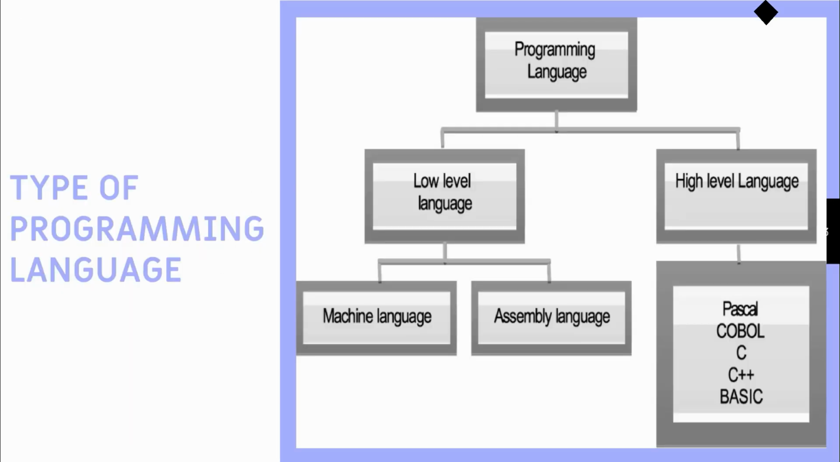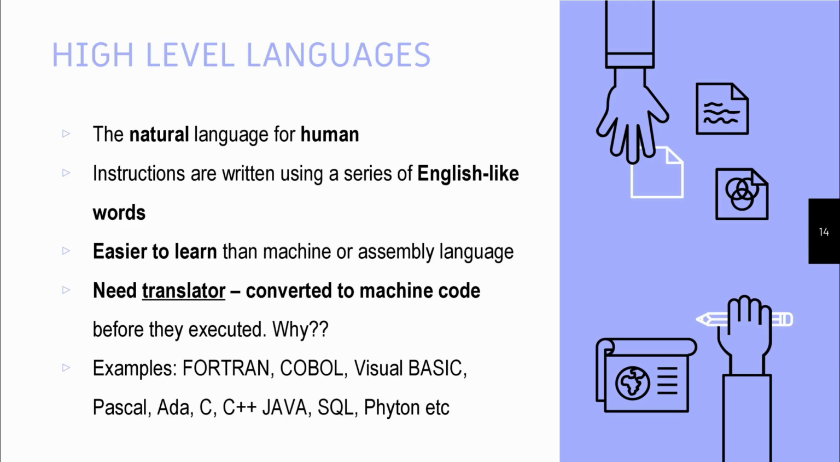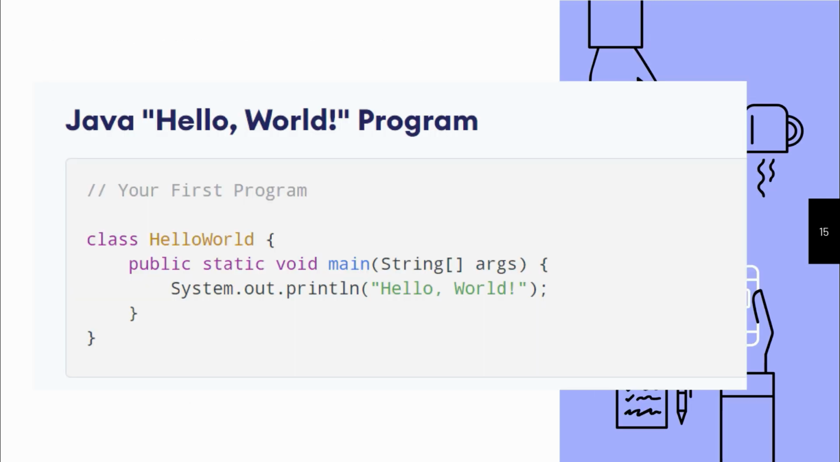Okay, now let's move on to high level language. So high level language are more natural language for humans and instructions are now written using a series of English-like words. And because of that, it's easier to learn than machine or assembly language. But we need a translator because we need to convert the language into a machine code so that a computer can understand it. Okay, example of high-level language are C, C++, Java, SQL, and a lot more lah. Okay, now you're seeing an example of Java code for Hello World.